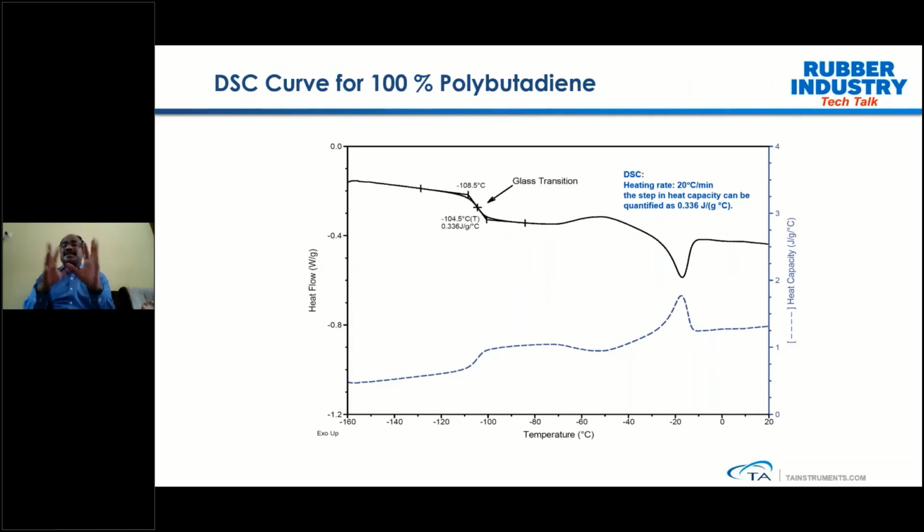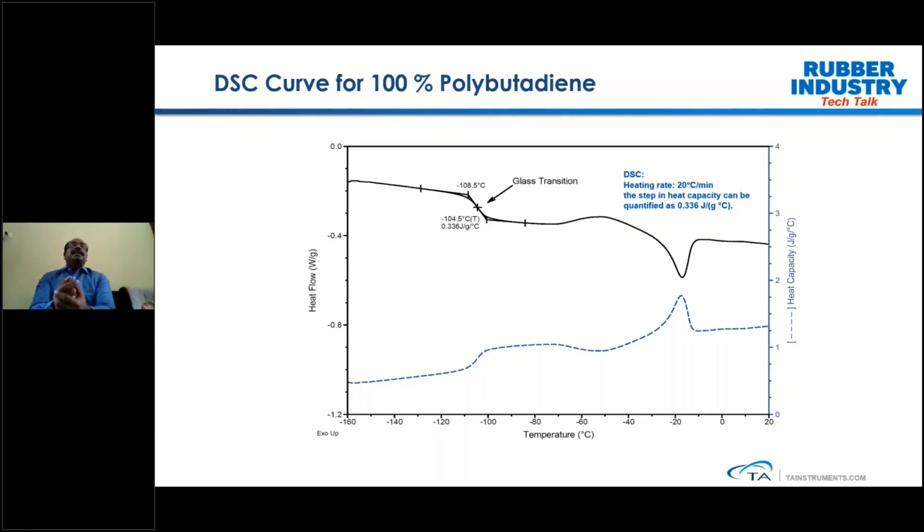Now I'm going to show, this is my last application, how in a practical situation the modulated DSC is quite helpful. Many times polybutadiene, which is one of the important rubber compounds used in entire industries, is mixed with other polymers. So it can sometimes be very difficult to quantify how much polybutadiene is present in a particular mixture. So the DSC can be used for that purpose.